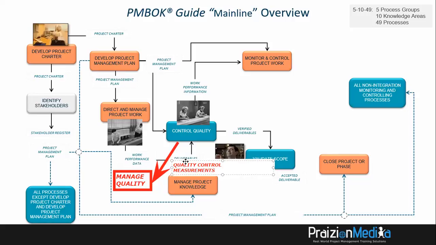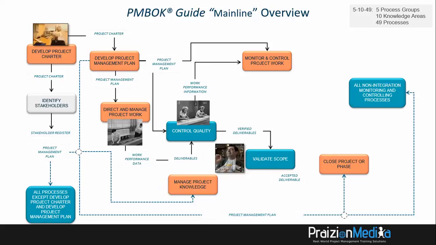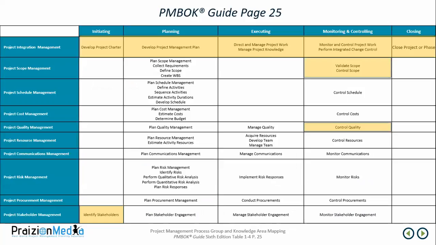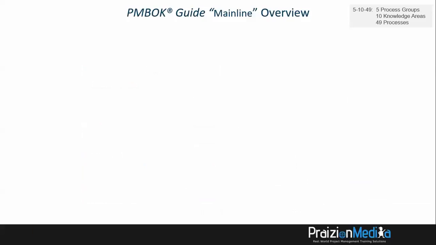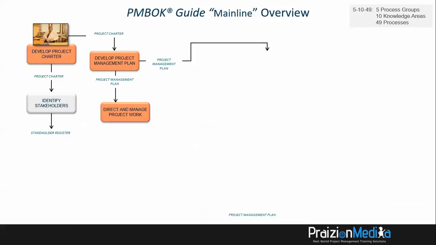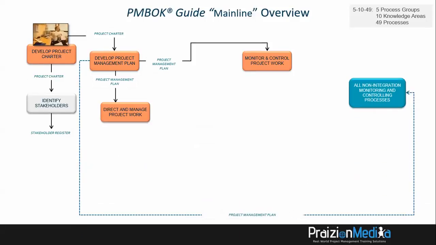Quality control measurements goes to manage quality. You get the idea. So for every process on page 25, you should be able to look at the process and plug the process in to the main line, because they all anchor into the main line. You know, the simplest of plugins to the main line, I'll show you. The simplest of plugins to the main line is as follows, and you build from there.